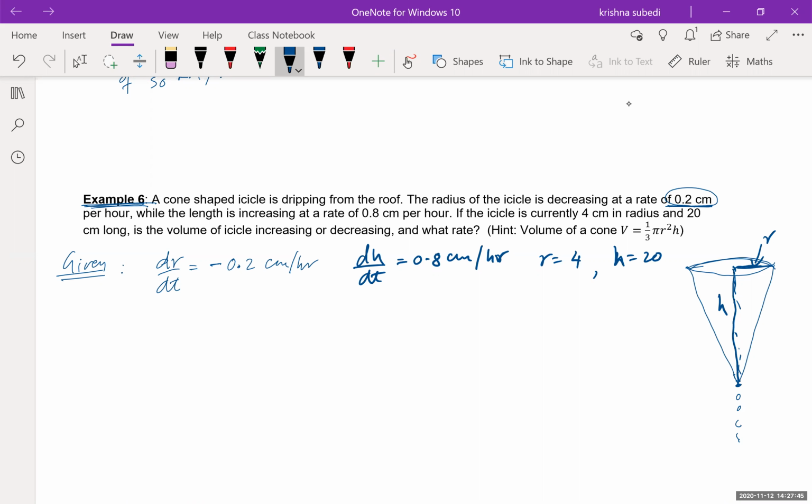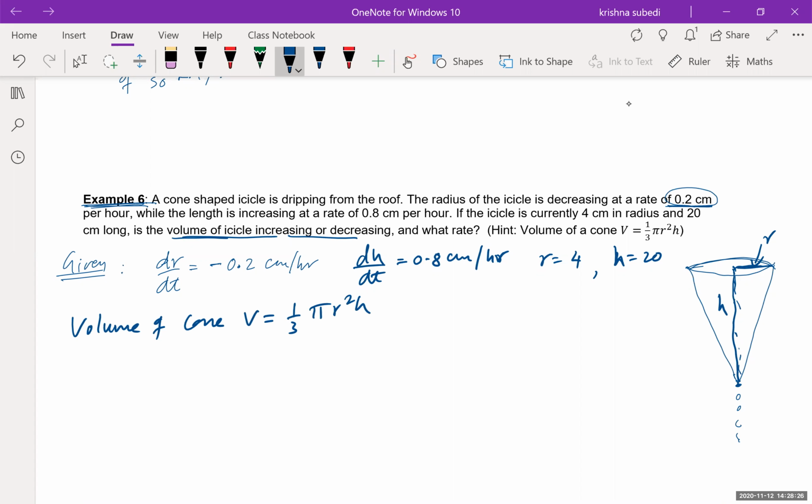So these are the information given. Step 1 is done, reading the question. Step 2, drawing the diagram and labeling the parts and writing the information given in the question using mathematical symbols. All these things are done. Step 3, we need to write down the formula, the relationship of h and r, since we want to find whether the volume of the icicle is increasing or decreasing. We know the formula that the volume of a cone V is 1 over 3 pi r square h.